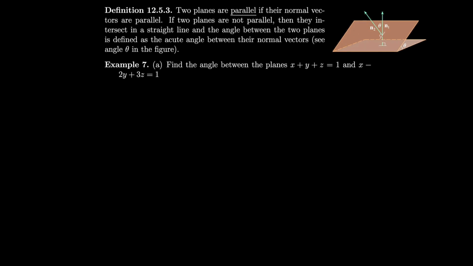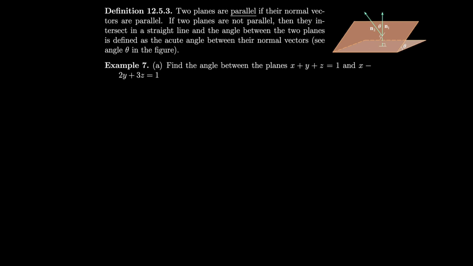Next up, we have two planes parallel if their normal vectors are parallel. If two planes are not parallel, then they intersect in a straight line, and the angle between the two planes is defined as the acute angle between the normal vectors. So if they intersect, that means that we get a line of intersection. In this case, this would be it, where they cross each other.